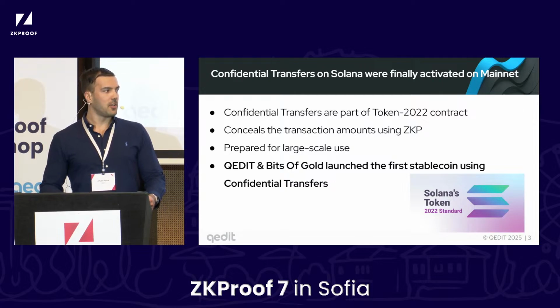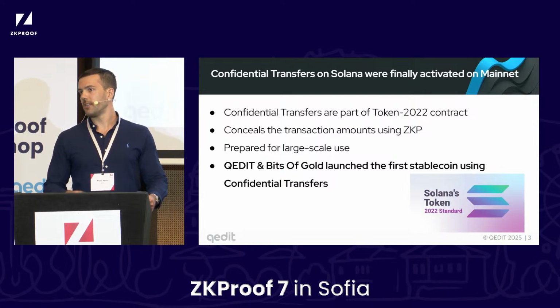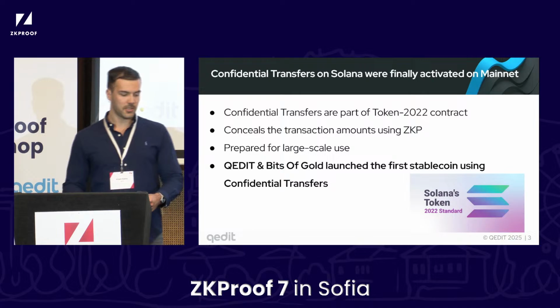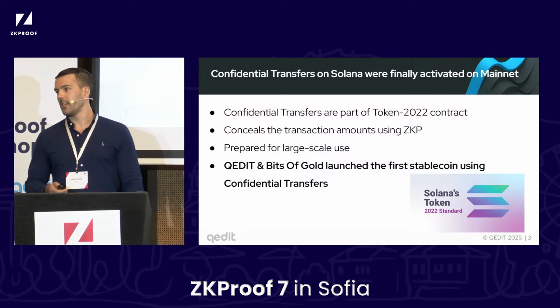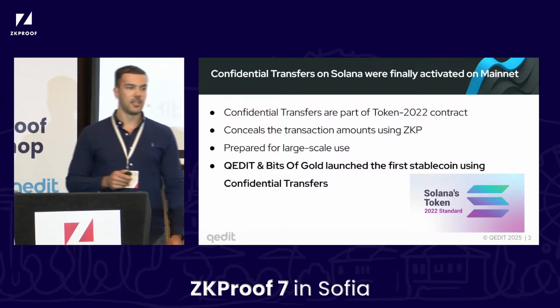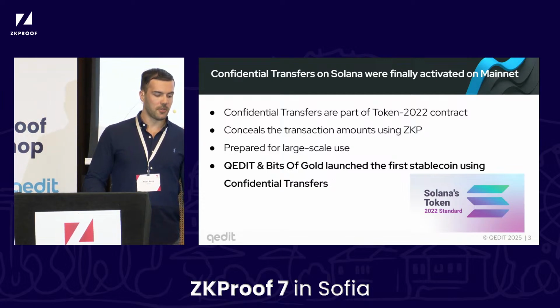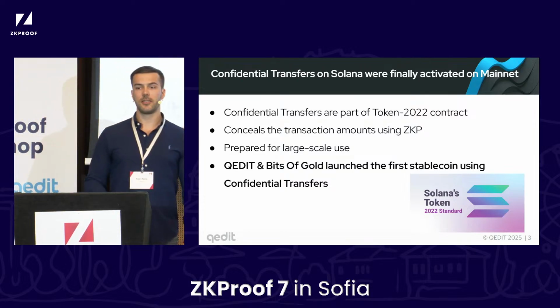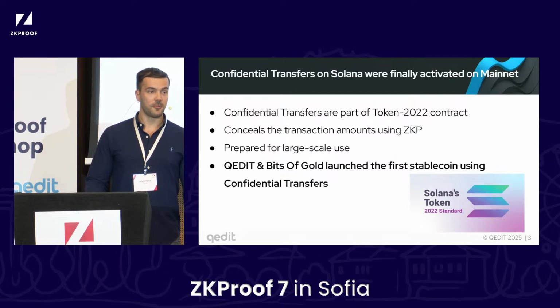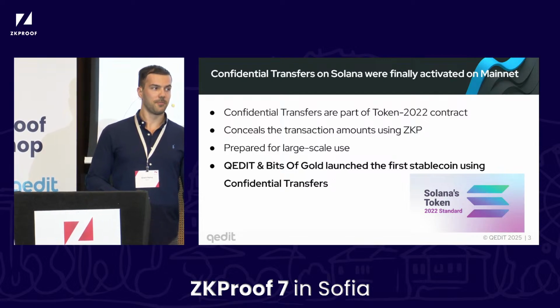In terms of the confidential transfers themselves, they conceal the transaction amount only. So on any confidential transfer, we can tell who is sending the transaction and who is receiving, but we cannot tell the amount. This is the main thing about it. Another important part is that it's prepared for large-scale use. This is one of the big emphases in Solana, that it's scalable and pretty much ready live, and in the same sense, also confidential transfers. And maybe the most important part, QEDIT and Bits of Gold, which is the biggest crypto exchange in Israel, launched the first stablecoin using confidential transfers.